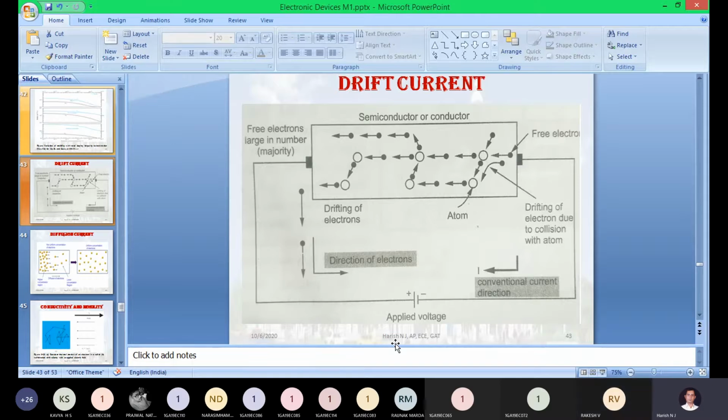Now I am asking, what is drift? Why are we using this word drift? Current from drifting of electrons. Yes, current from drifting of electrons, when the electrons start drifting.